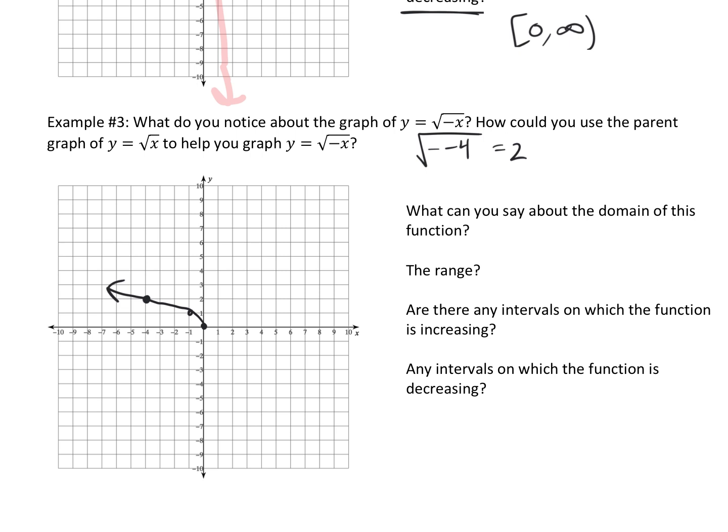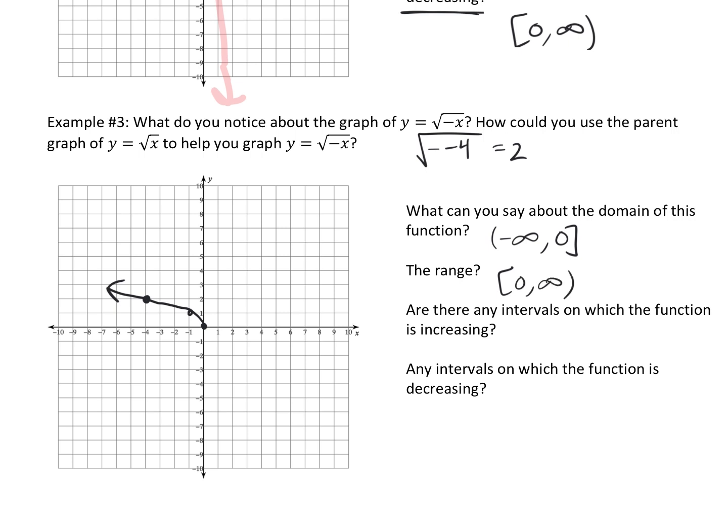Okay, go ahead and answer those 4 questions. What would my domain be? What would my range be? And then is there an increasing or decreasing interval, and what is that? All right, so we should have our domain, negative infinity to 0. What is my range? 0 to infinity.